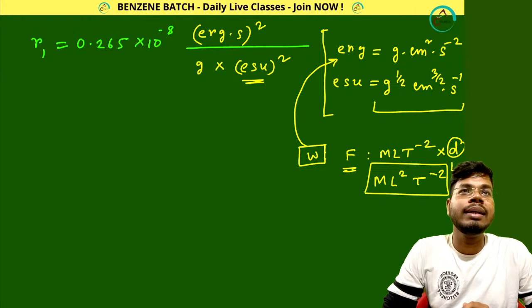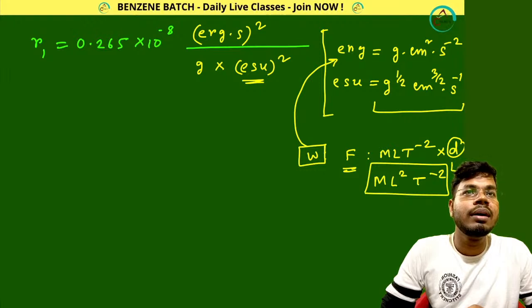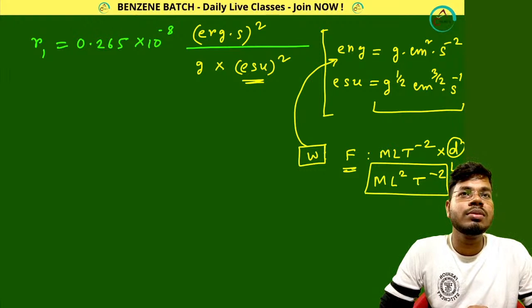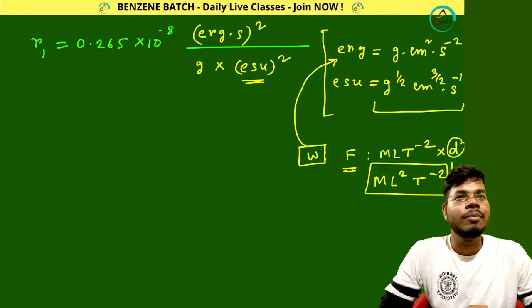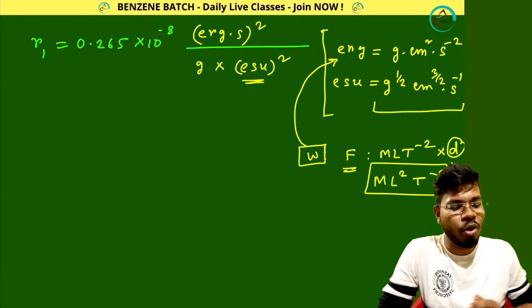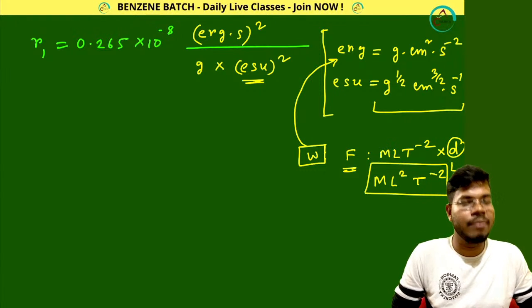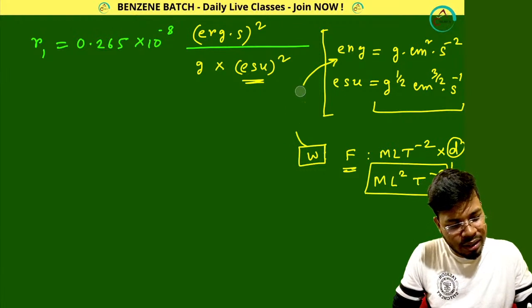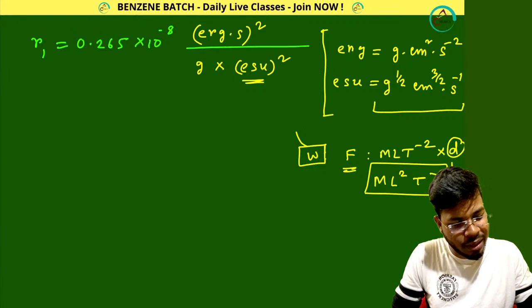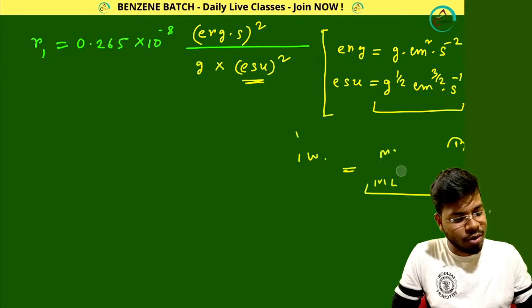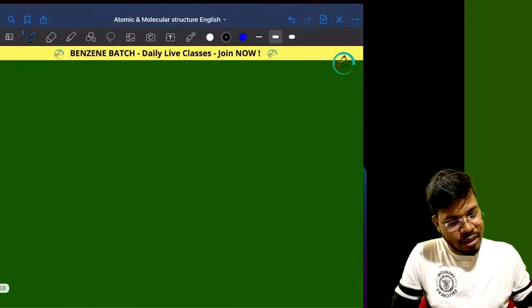So I got one correct answer: force into distance, F into S. Erg equal to dyne centimeter equal to gram centimeter square per second square. Anybody? Any small and simple answer I just wanted to get from you. So I hope you got it, how you can convert erg into gram, centimeter, second like that. So already you know erg is the unit of energy, right?